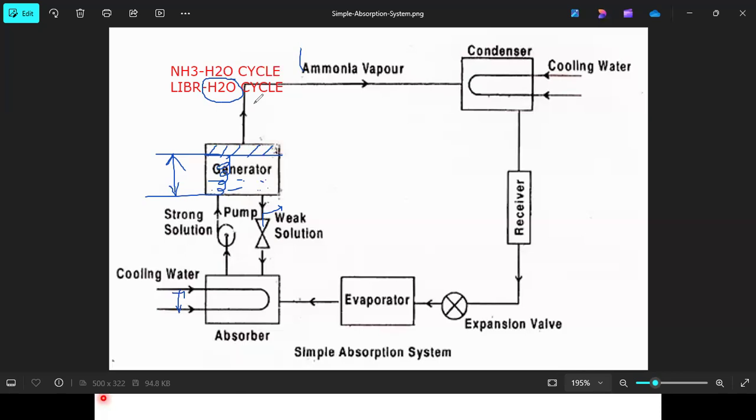Okay, is it clear? All right. So normally LiBr water cycle based VARs are used for medium temperature applications, like 5 degree supply, 6 degree supply. In those areas, we will be using these LiBr and H2O cycles. All right. So are there any doubts, guys? No, isn't it? Okay, then.